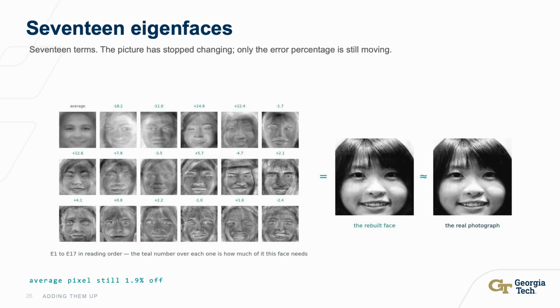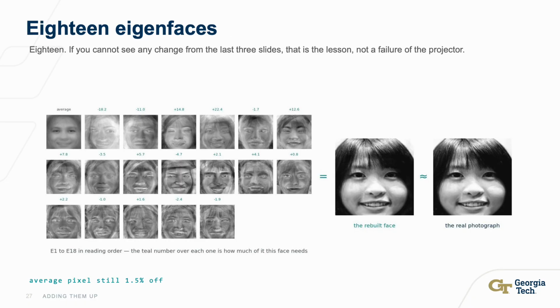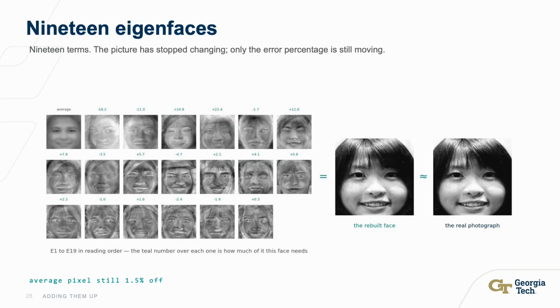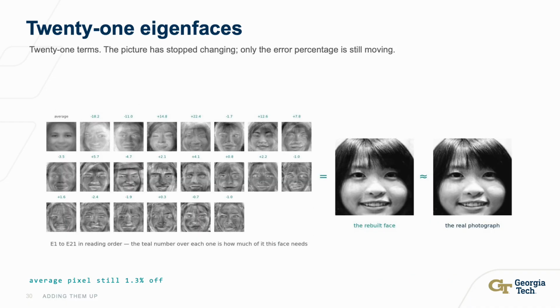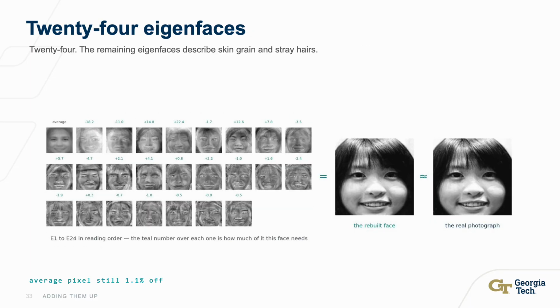16, 17, 18. If you cannot see any change over the last 3 slides, that is a lesson rather than a failure of the projector. 19, 20. The error is 1.4%, about 1 part of 70 of brightness range spread over 16,000 pixels. 9 patterns still to come. 21, 22, 23, 24. The rest described screen grain and stray hairs.